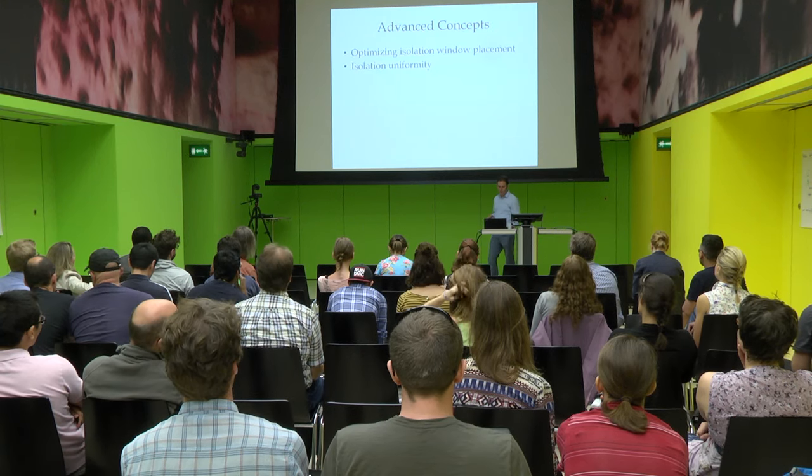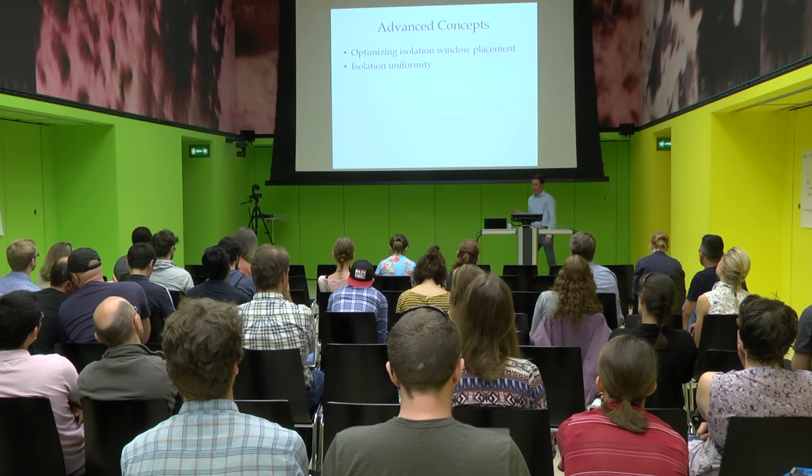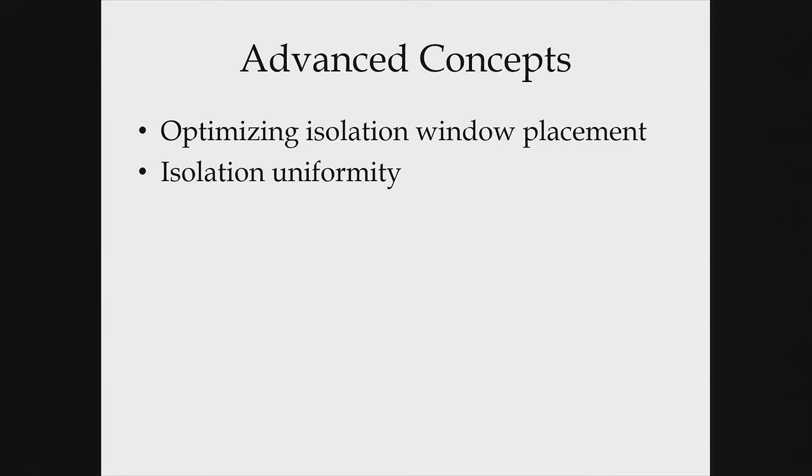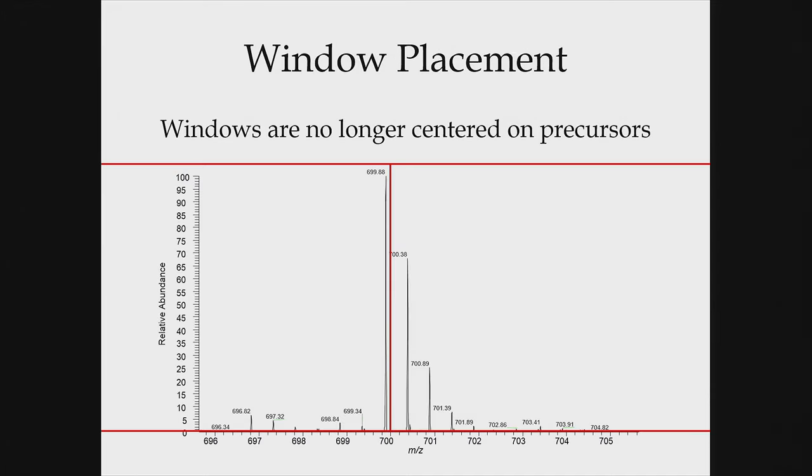Okay, so one issue with DIA is optimizing the isolation window placement. In these PRM approaches, your windows are centered on your precursor, so we don't really need to think about these sorts of things. But in DIA, the windows are no longer always centered on the precursor, so you can run into issues like this, where this is one of your isolation windows on the left and the other one's on the right, and the boundary falls right in between your peaks.